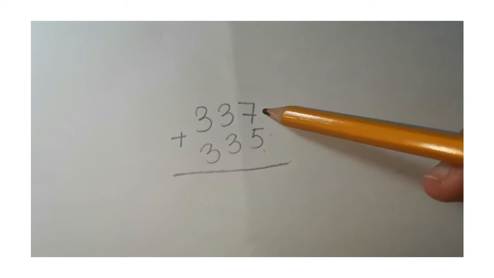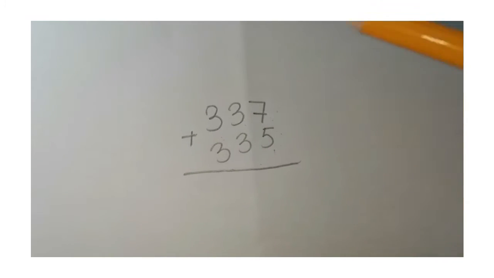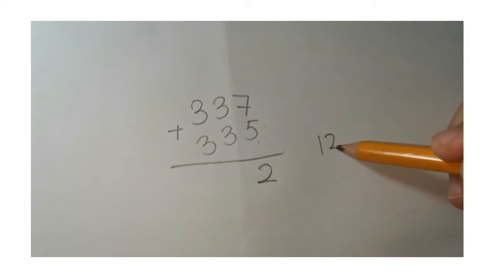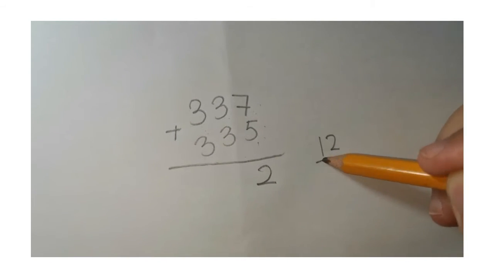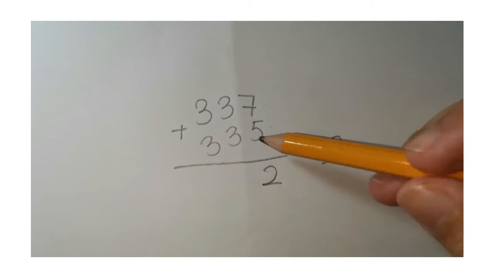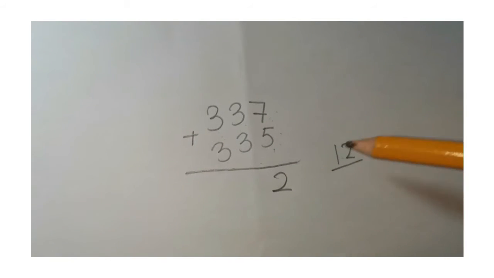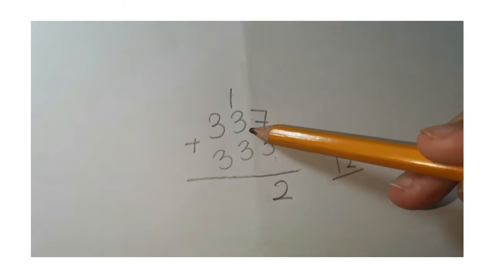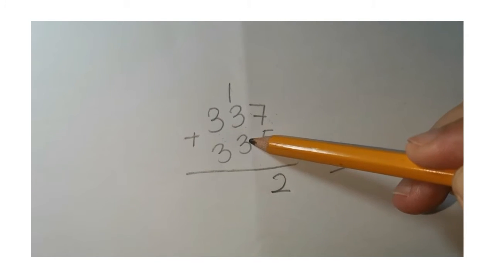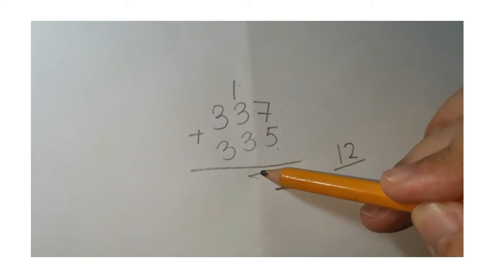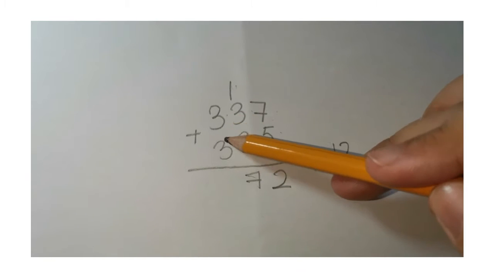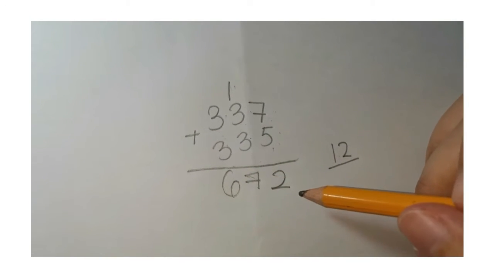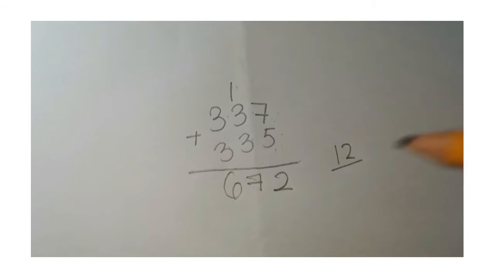So 7 plus 5 equals 12. Since we cannot put two digits in the ones place, we need to regroup the one in the tens place. So 3 plus 3 equals 6, plus 1 equals 7. And 3 plus 3 equals 6. So 672 students voted.